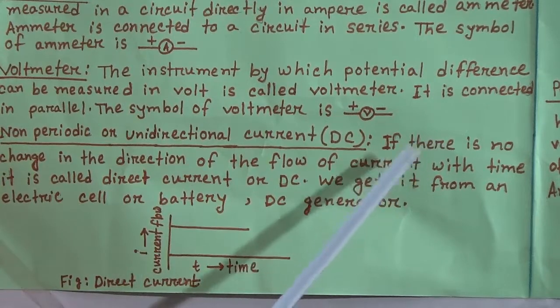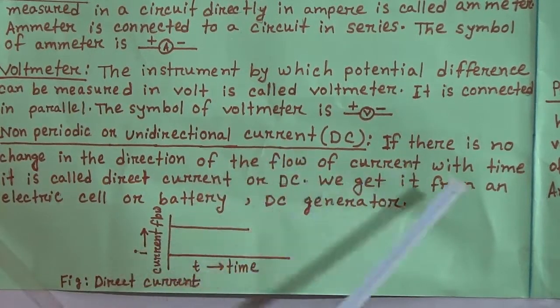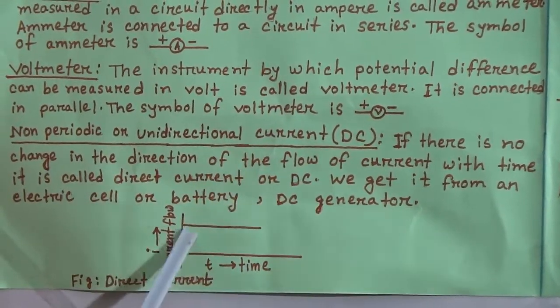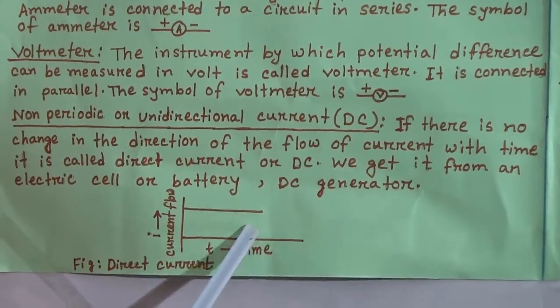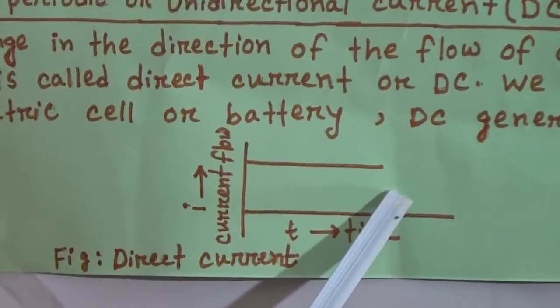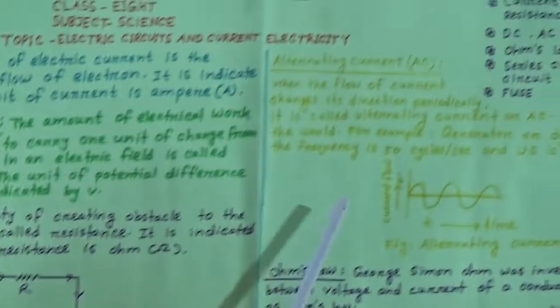See, I said if there is no change in the direction of flow of current with time, it is called direct current. That means this is a straight line. There is no change with time in the current. See the figure. Okay.